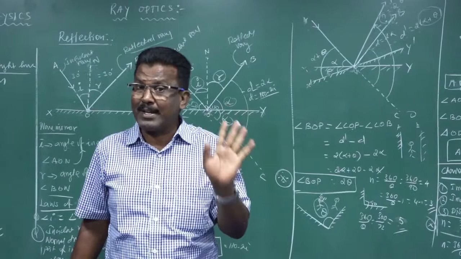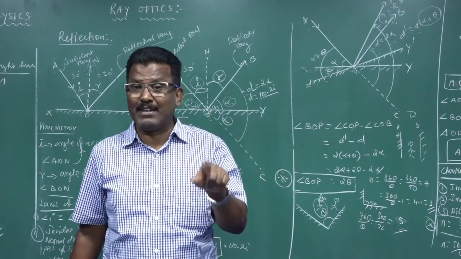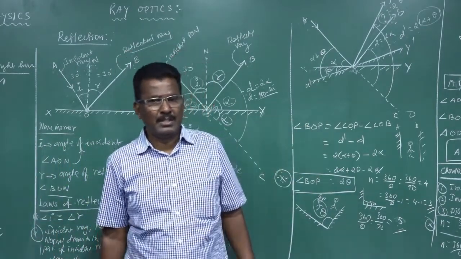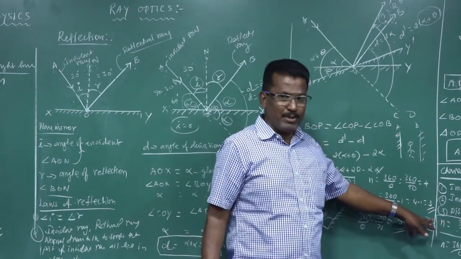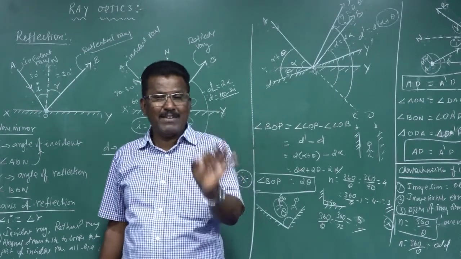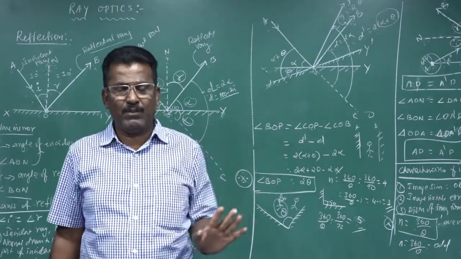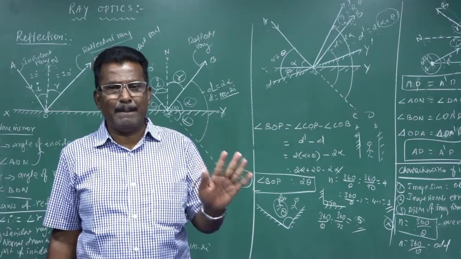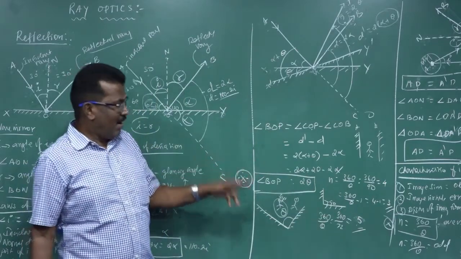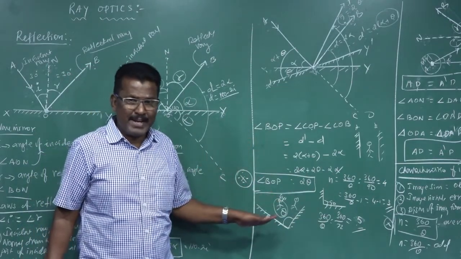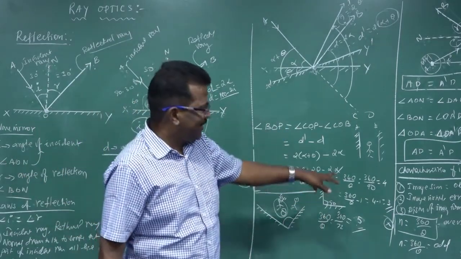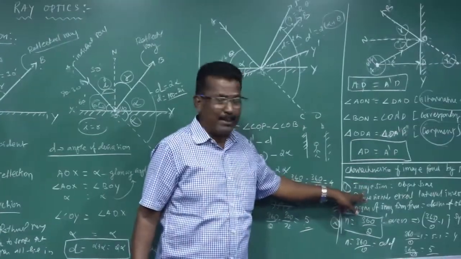In the non-symmetrical case with an odd number, if you divide 360 by theta, you keep it as it is. So the number of images can be calculated using the formula 360 by theta. If 360 by theta is an even number, you subtract 1 from the original value, whether symmetrical or non-symmetrical. If an odd number comes, symmetrical is minus 1, non-symmetrical is as it is. So these are the characteristics of the image formed by the plane mirror.